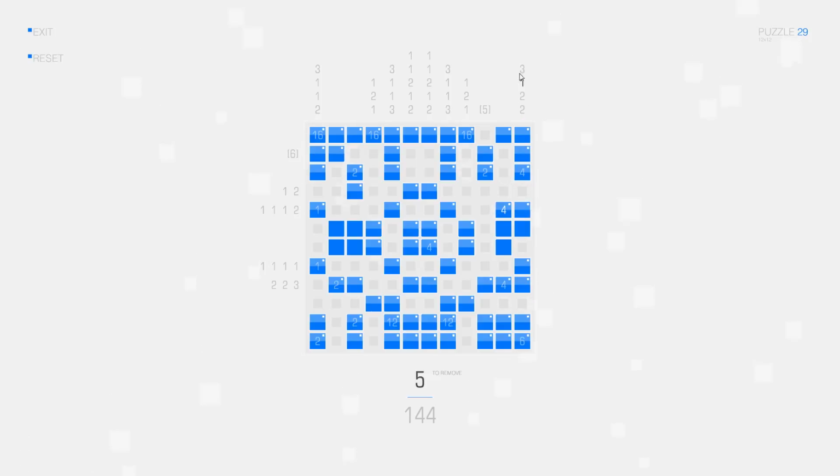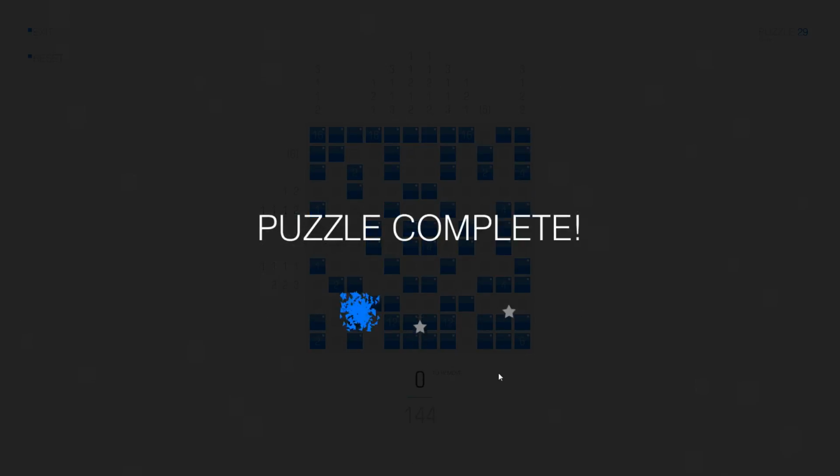And according to this clue I know that this column only has 1 separate square in this position, so I can delete this square. So that means the 4 connected squares for this group can only be positioned like this. And the puzzle is not complete yet because I have 4 squares left on the board and I have 4 squares to remove, so let's delete them and complete the puzzle.